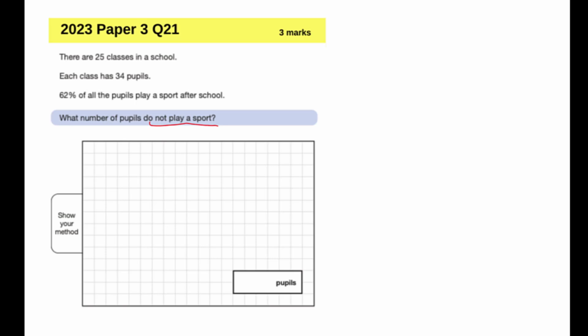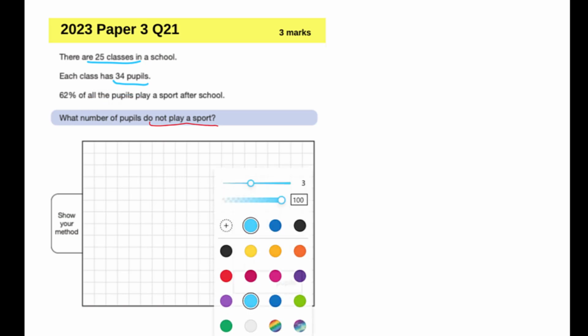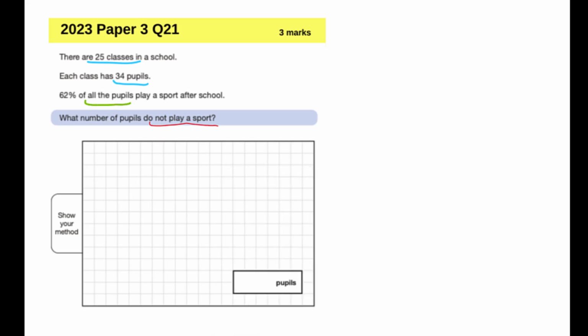So we've got 25 classes in school. Each class has 34 pupils. And then 62% of all the pupils play a sport after school. So the first bit we want to know is, what is all the pupils? Let's do that in a different colour. What is all the pupils? So we would find out what all the pupils are by multiplying the 25 classes by the 34 pupils. So the first thing we need to do is 25 by 34.